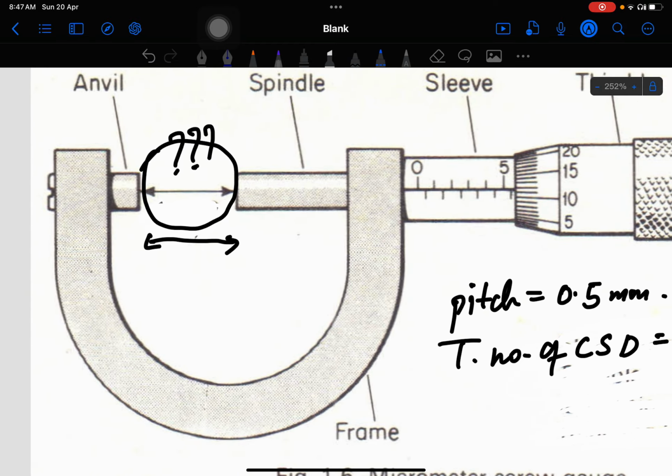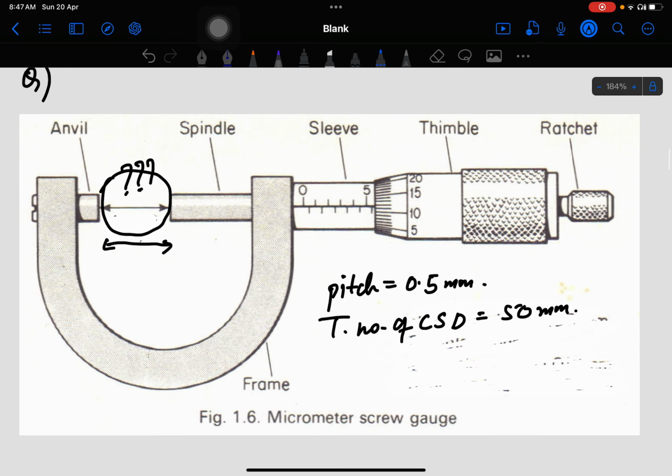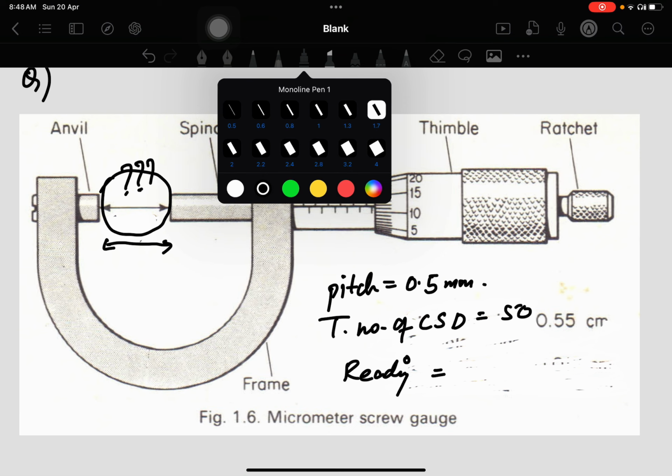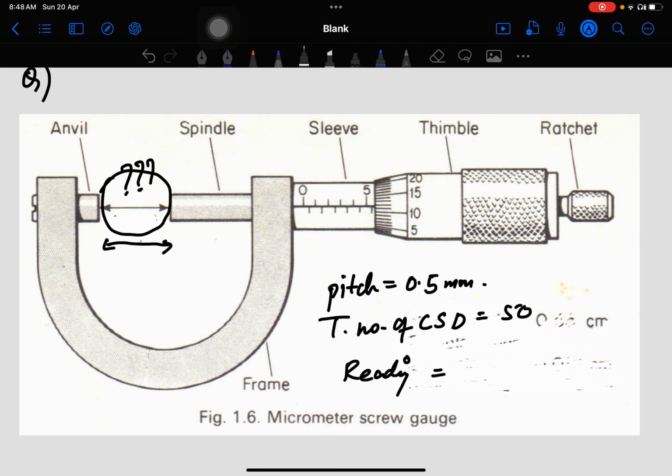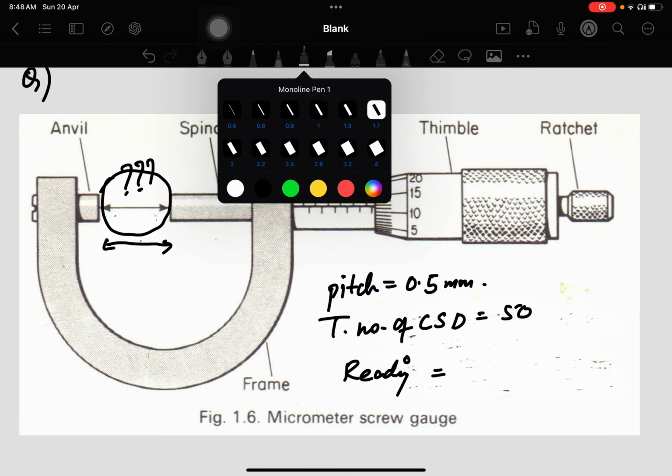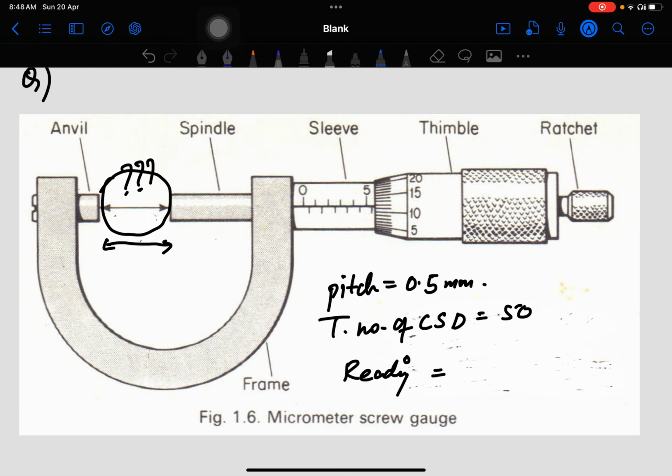And if this is the case, find out what is the reading now. It's different from the earlier diagram. It's not 100 circular scale divisions. Total number of circular scale divisions is equal to how much? 50, right? So therefore, how much is the reading? Please take your time. Please pause the video and get back over here.